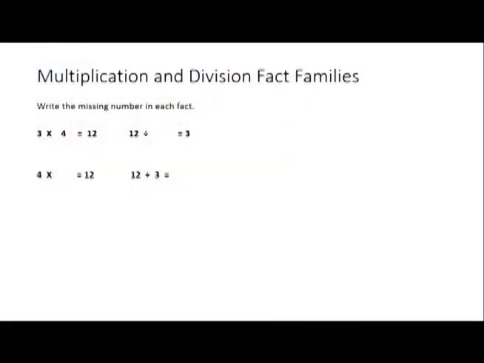Let's try to find some of these fact families. I have a very simple fact there. 3 times 4 is equal to 12. And I have 3 other facts in which numbers are missing. Can you write the missing number in each fact? I'm going to give you 5 seconds to try to do that, and then we're going to look and see what is the correct answer.